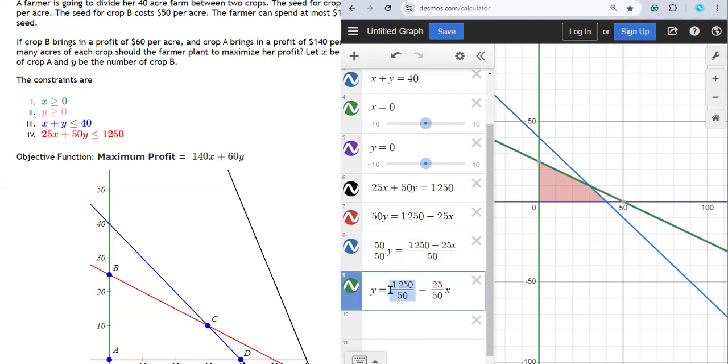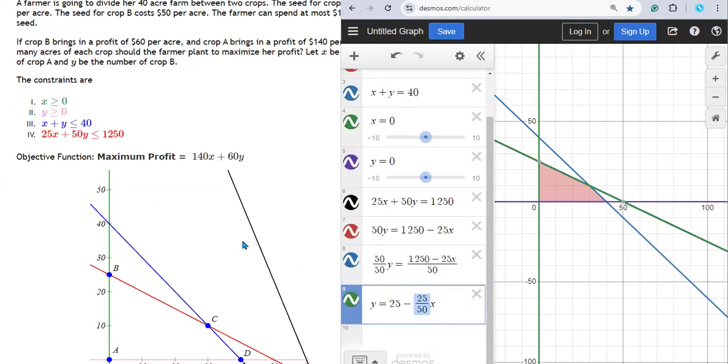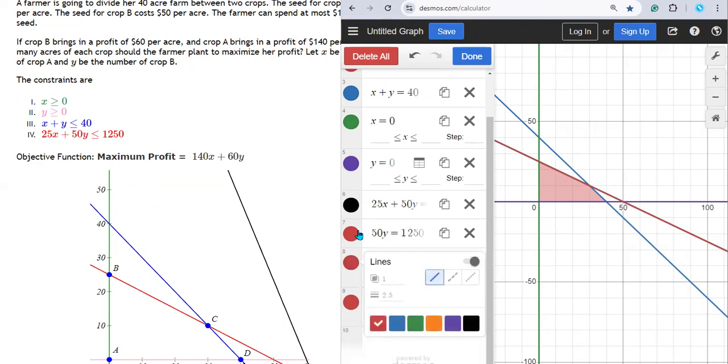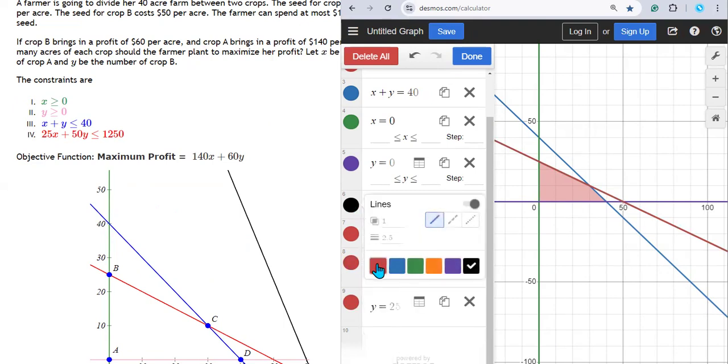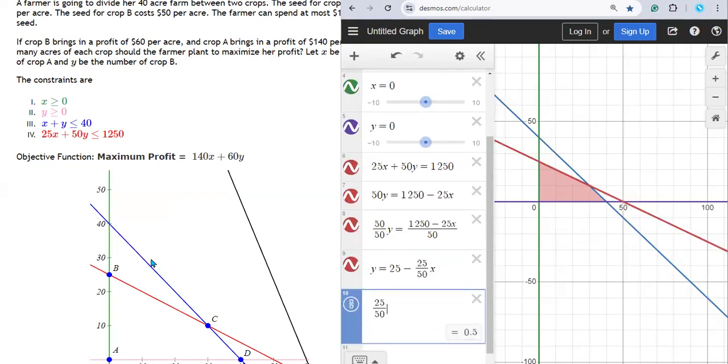This is equivalent to that. 1250 divided by 50, that's just 25, right? This is just 25. The slope, this should be red right here, right? These all should be red. This is the red line. The slope of the red line is 25 divided by 50, which is 0.5, right? 0.5.